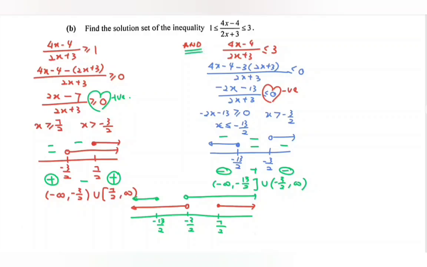So based on the definition, our answer would be to find the intersection. So here will be the intersection. The second part, here will be the intersection. So the answer must be in the solution set. So x such that x is less than or equal to negative 13 over 2, or x is greater than or equal to 7 over 2. So that is the solution set.